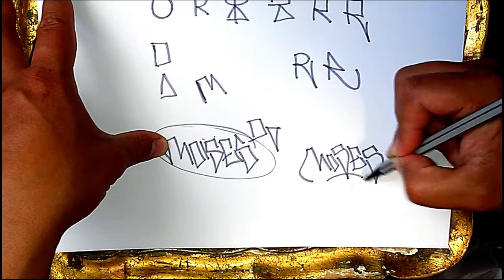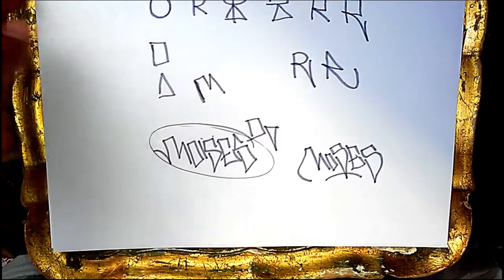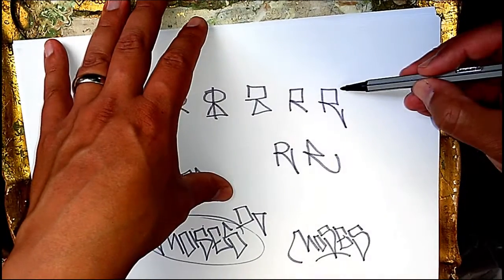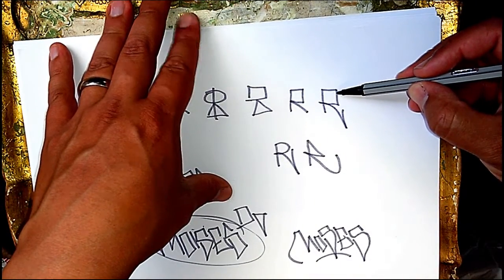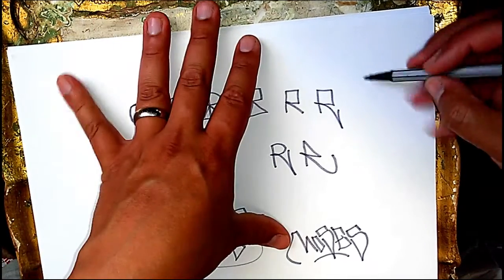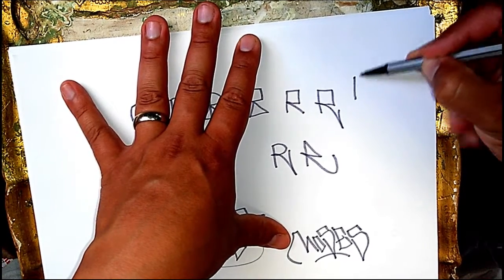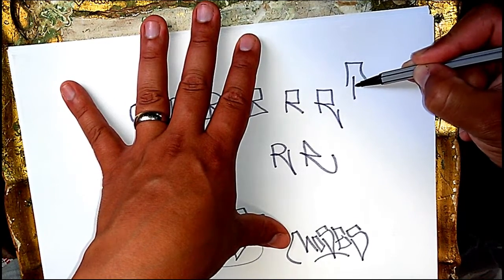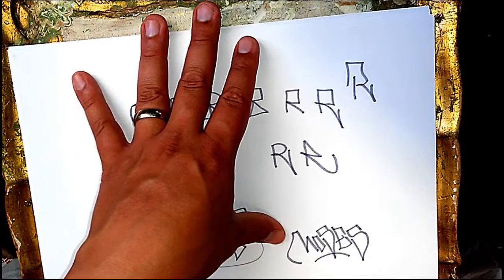Right, cool. And I get to play with that one more time. So I'll show you with an R up here. Let's take this R here, and I'm gonna bend this part here. See how that goes. So there's an R.